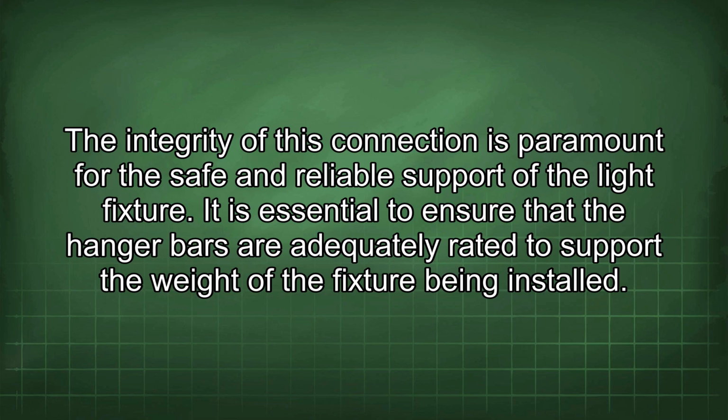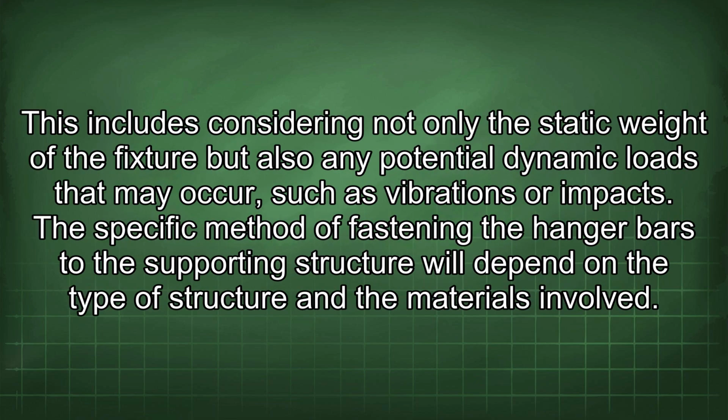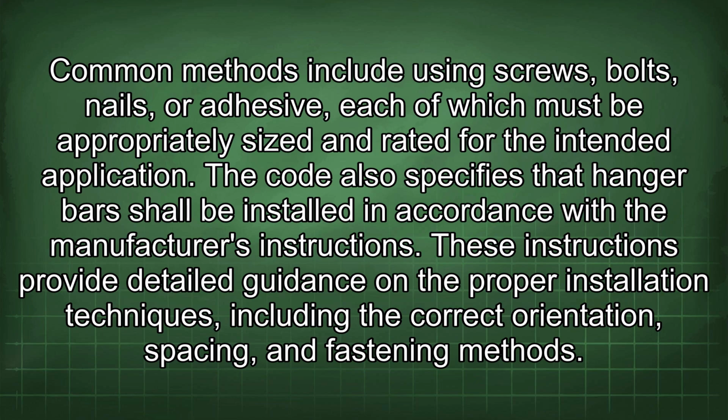It is essential to ensure that the hanger bars are adequately rated to support the weight of the fixture being installed. This includes considering not only the static weight of the fixture but also any potential dynamic loads that may occur, such as vibrations or impacts. The specific method of fastening the hanger bars to the supporting structure will depend on the type of structure and the materials involved. Common methods include using screws, bolts, nails, or adhesive, each of which must be appropriately sized and rated for the intended application.